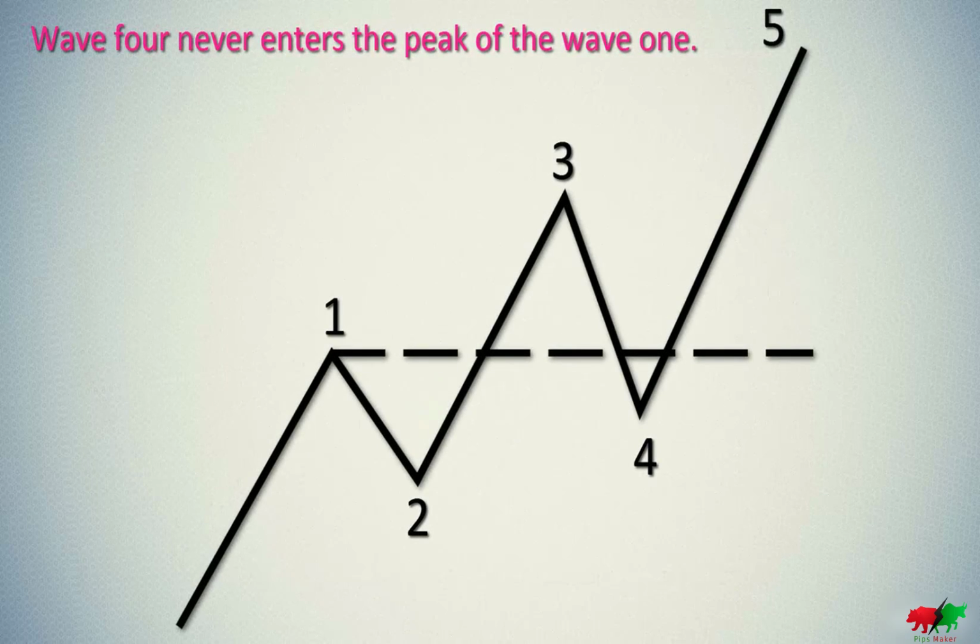Wave 4 never enters the peak of wave 1. This rule applies to all non-leveraged markets. Elliott allowed for wave 4 to overlap the peak of wave 1 in markets with leverage.